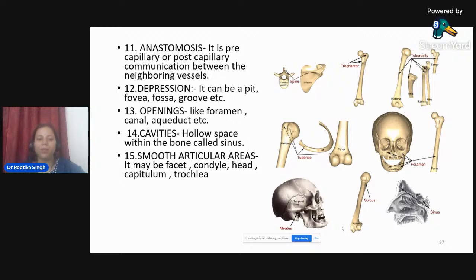Depression: it can be a pit, fossa, or any groove or depression. Openings include foramen, canal, aqueduct. Cavities, a hollow space within the bone, are called a sinus. Smooth articular areas may be a facet, condyle, head, capitulum, and trochlea.